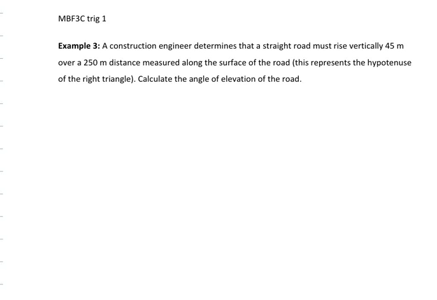So let's look at this word problem. A construction engineer determines that a straight road must rise vertically 45 meters over a 250 meter distance measured along the surface of the road. It tells you in this example that this represents the hypotenuse of the right triangle. Calculate the angle of elevation of the road.